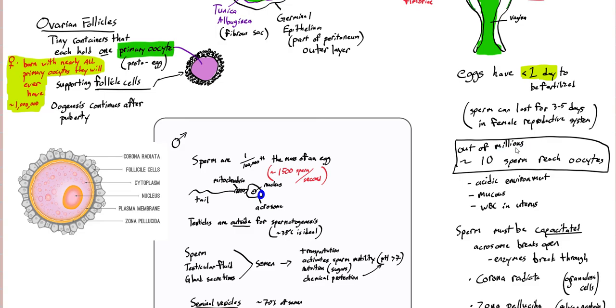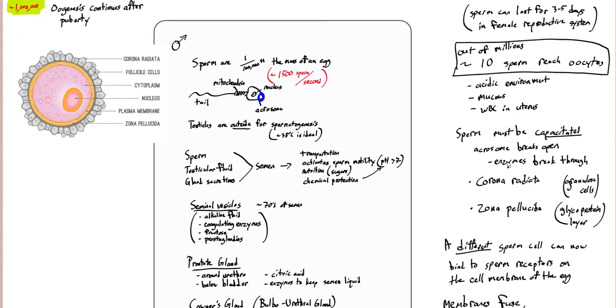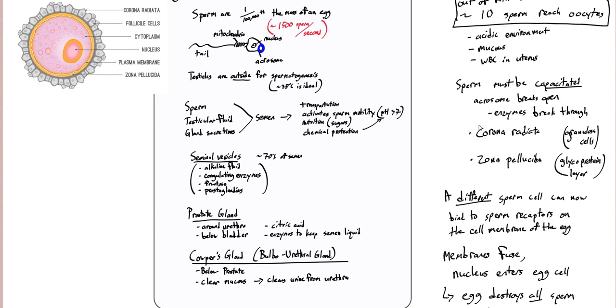Millions of sperm are ejaculated each time, and about 10 of them will reach the egg or the oocyte because it's acidic in there. There's mucus layers that help to slow them down, and there are white blood cells in the uterus that see those sperm cells as foreign, which they are, and they are attacked.